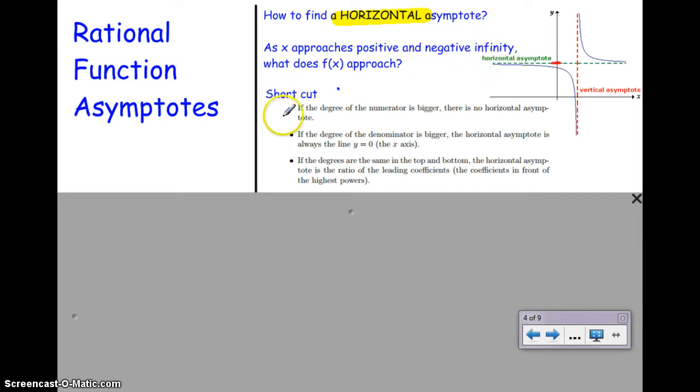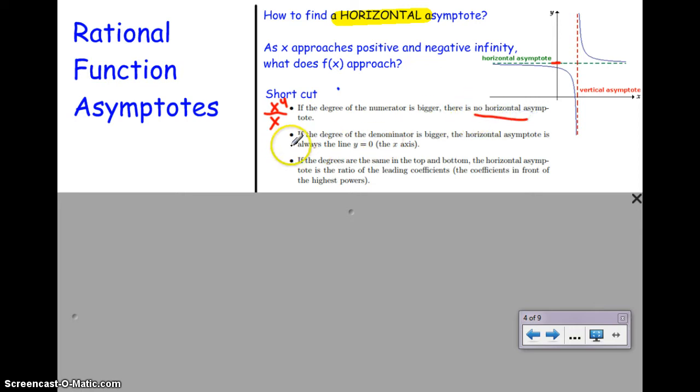There is a shortcut, though, and the shortcut for rational functions has to do with the coefficients and the degree. So if you have a fraction, and I'll make a little example on the side here, where the degree of the numerator is bigger than the degree in the denominator, there is no horizontal asymptote, so you don't have to worry about it. For example, if you had x to the 4th in the numerator, but then you have just an x in the denominator, you're not going to have a horizontal asymptote because you can actually divide that. So there's no horizontal asymptote in this first case.